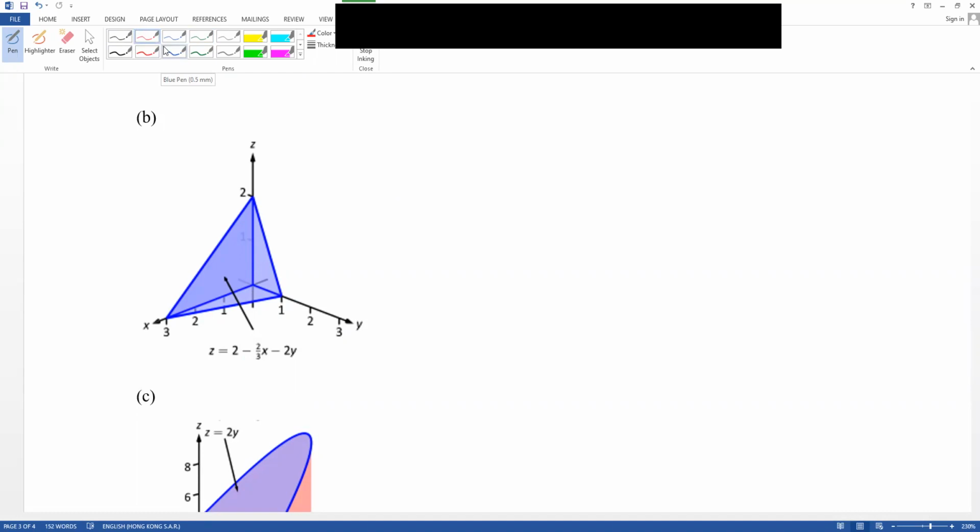So for this part B, again, let's try this order: dx, dy, dz. Since we are integrating over x first, we are going to draw a line like this. Then we consider the limit. Clearly it goes from x equals 0, until this point here.